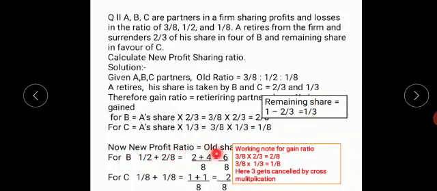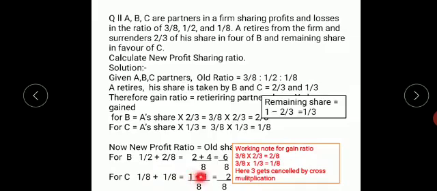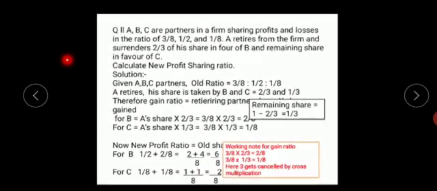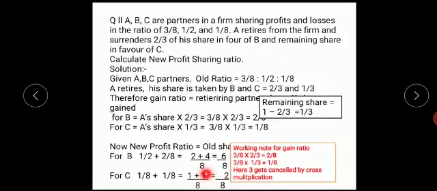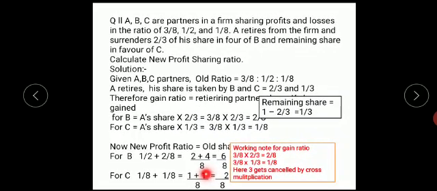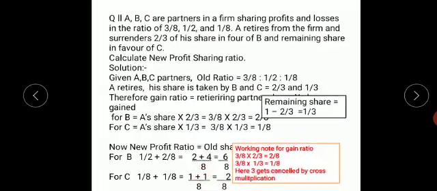Now what is the new profit ratio? New profit ratio is old share plus share gained. So for B, it is half plus 2/8, and you will get 6 by 8 by simplifying. Similarly for C, 1/8 plus 1/8, when the common factor is there, 1 plus 1 is taken, so 2 by 8. So your answer will be 6 is to 2, which equals 3 is to 1. So your new profit ratio is 3 is to 1.